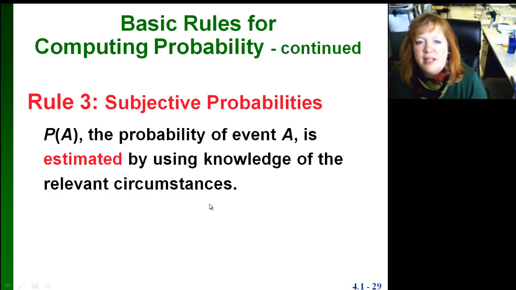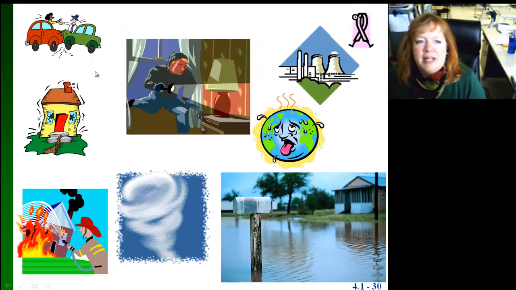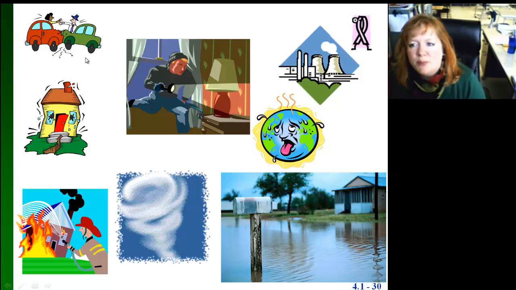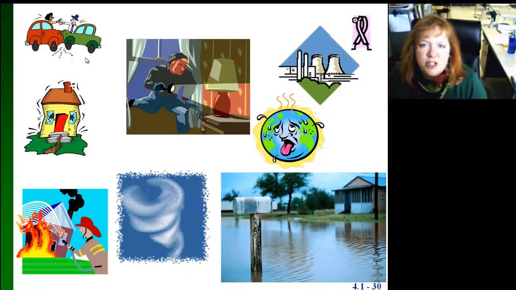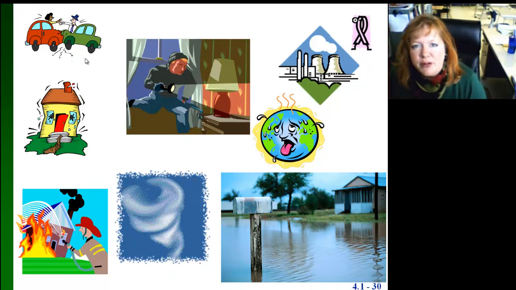The other thing is the subjective probability. That was the third type. The probability of event A is estimated by using knowledge of relevant circumstances. So a lot of people, when they're getting insurance, they get sold a bill of goods like you need this much insurance and so on. They always want to sell you a lot of insurance. And we worry about things that perhaps would never happen to us.